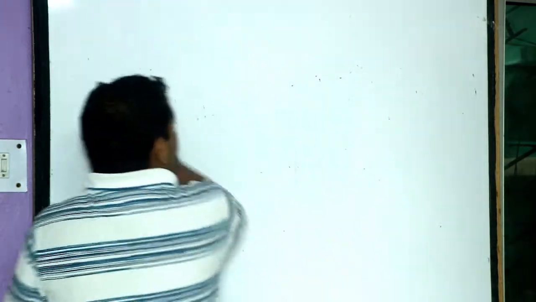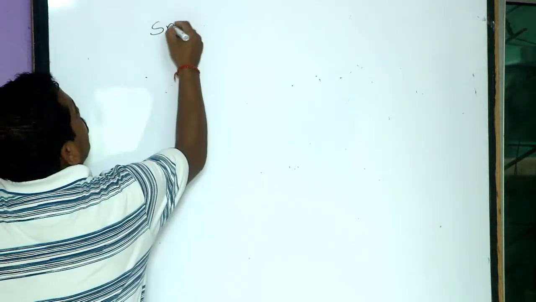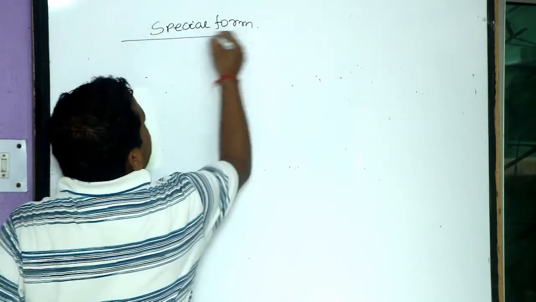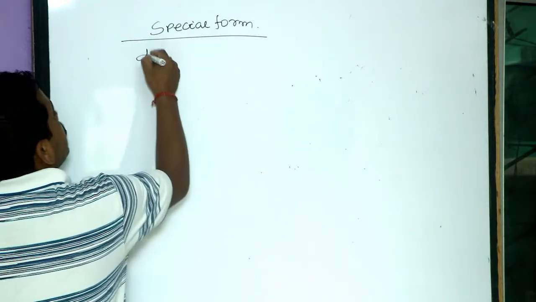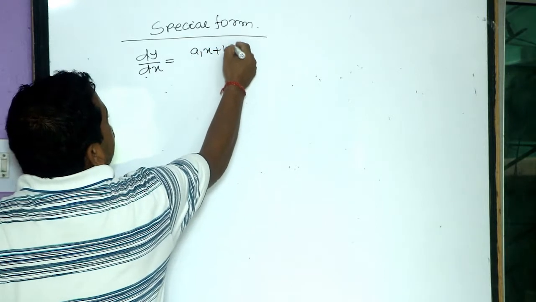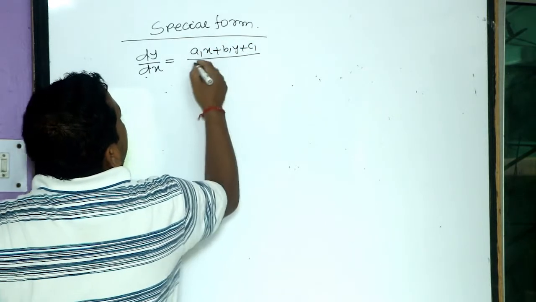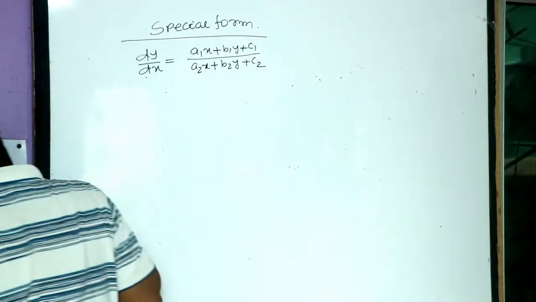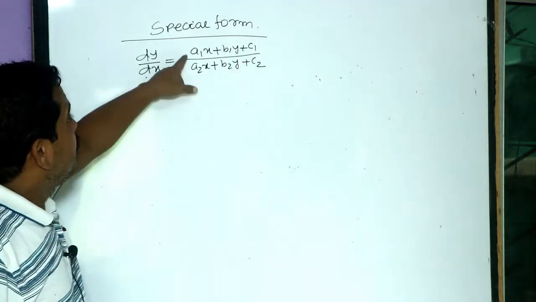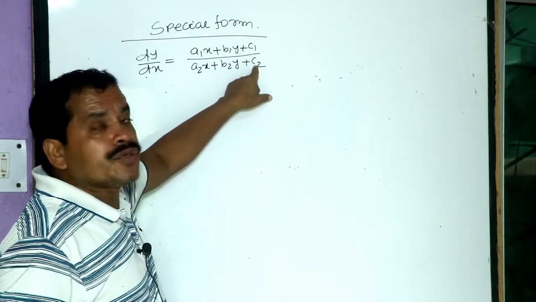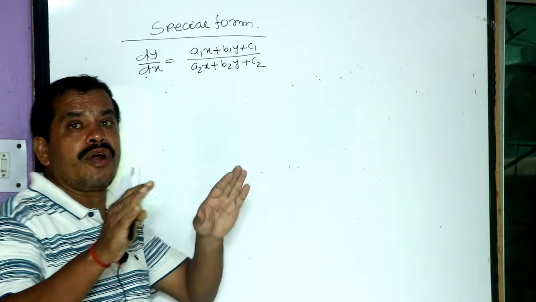Next we have to discuss some special form of the homogeneous differential equation. If the differential equation is of the form dy by dx equals a1x plus b1y plus c1 by a2x plus b2y plus c2, this differential equation is not homogeneous because here the constant term is c1, and here is also c2. So this differential equation is not homogeneous.